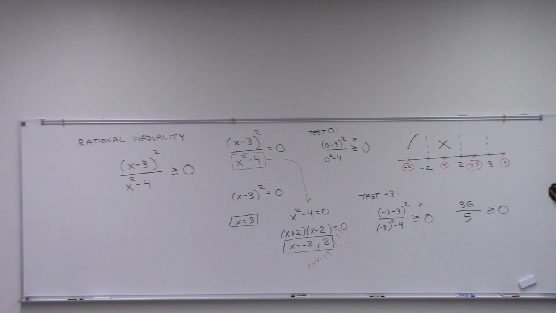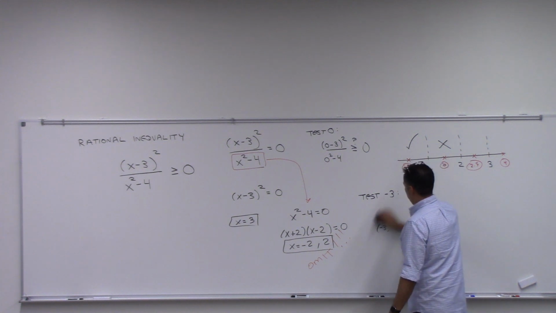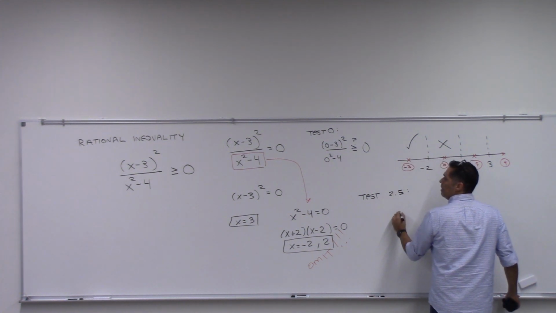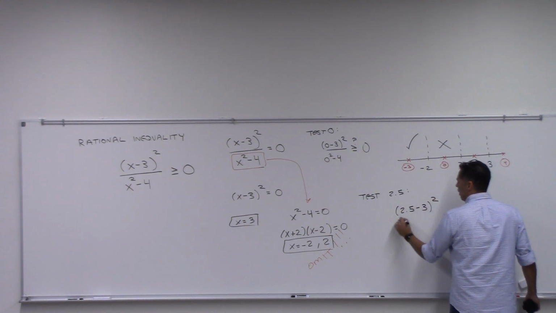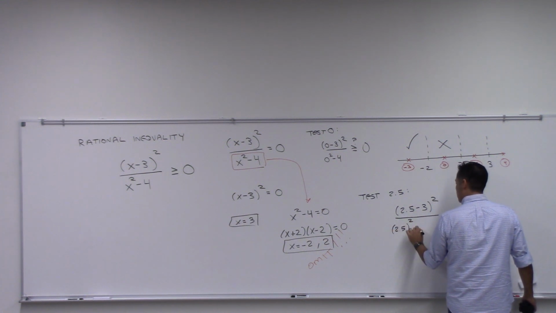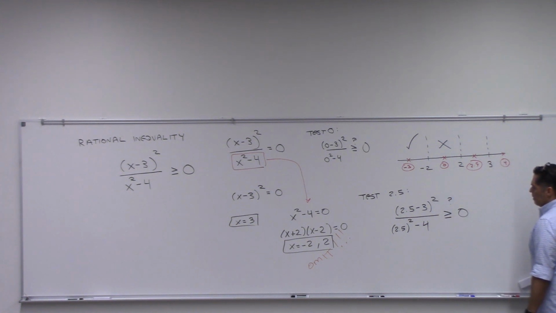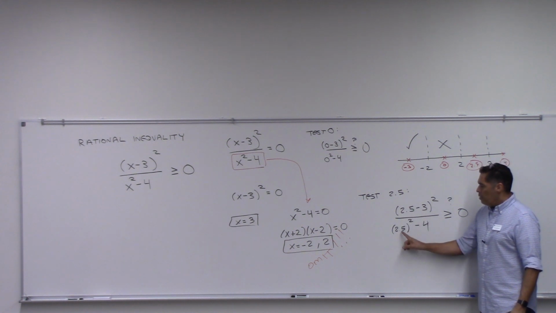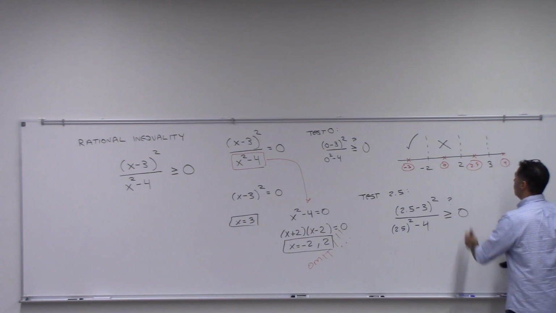Okay, what about 2.5? Let's test 2.5. We've got 2.5 take away 3, it's not going to matter, I'm squaring it. And then I have 2.5 squared minus 4. Is that greater than or equal to 0? Yes, because the top, again, is always positive, and 2.5 squared I know is bigger than 4, so that's a positive number. So this is true.